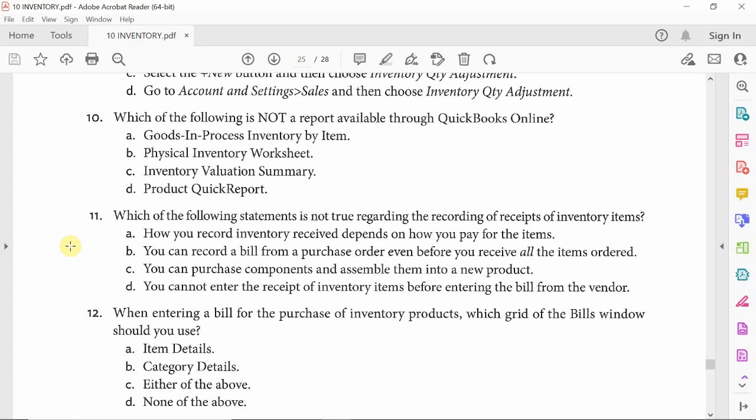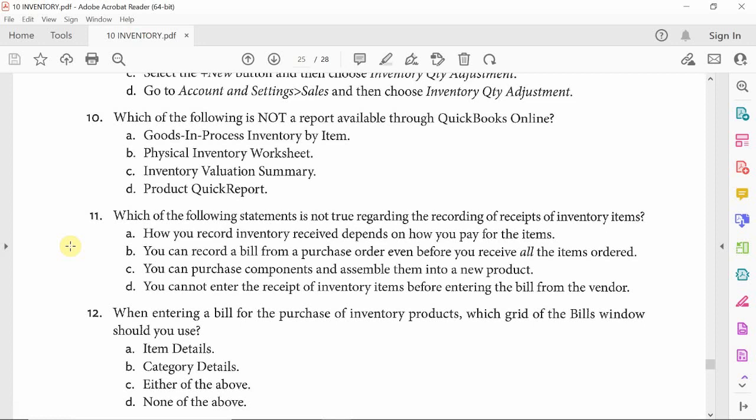Oh, sorry. Yeah, receipts. I was right. Okay, so again, how you record inventory received depends on how you pay for the items. Is that true? Okay. I thought it was C. Let's see. Number 11, you are correct. It is C. You can purchase components and assemble them into new products.